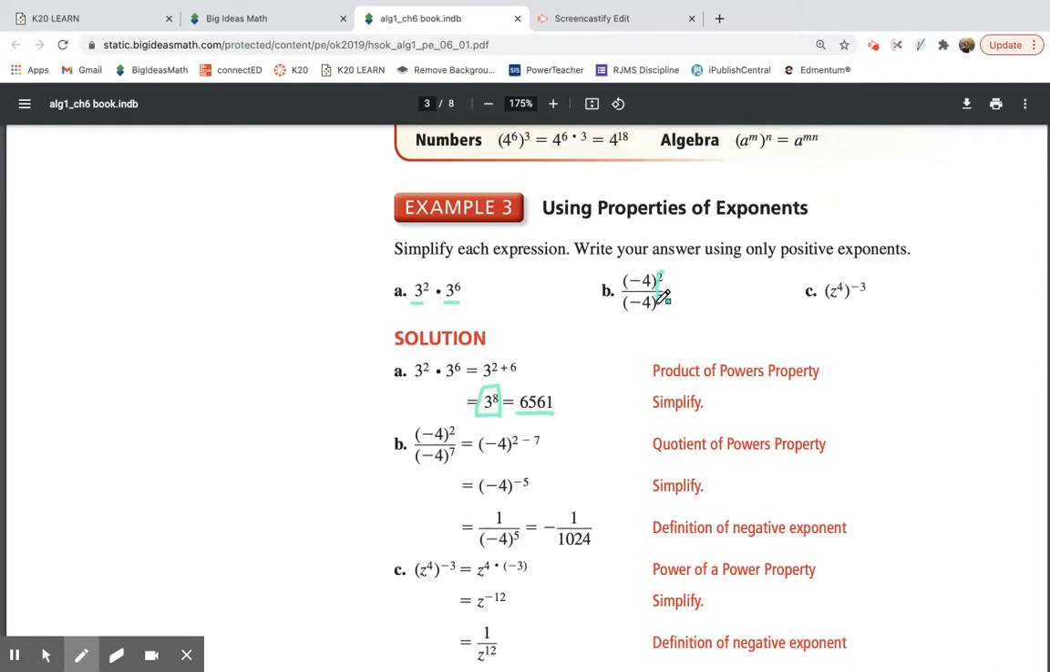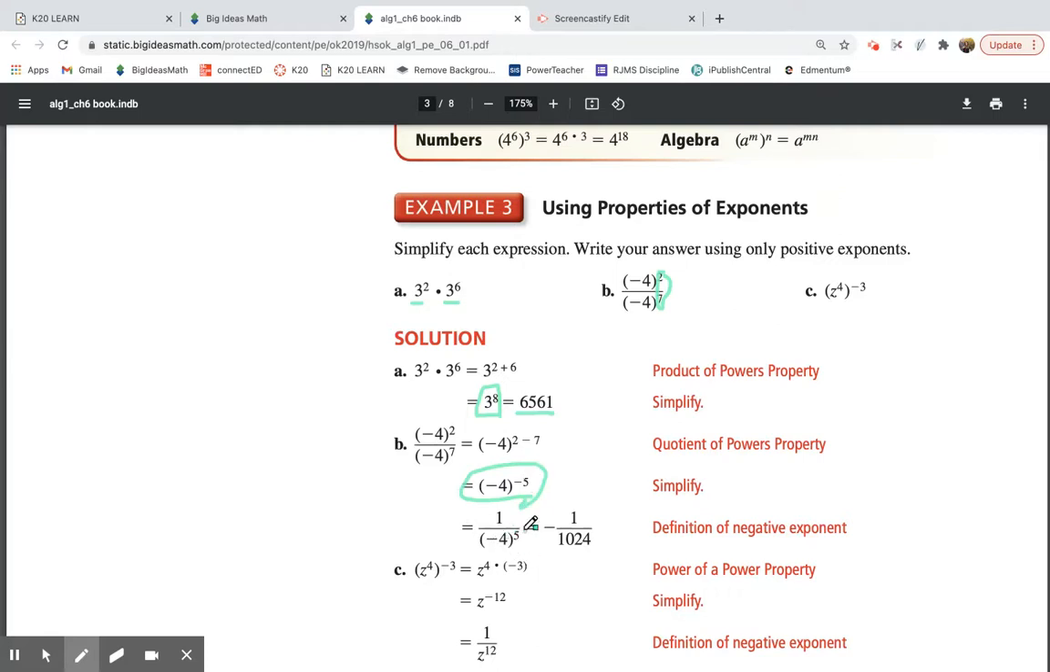It's always the top one minus the bottom one. So 2 minus 7 is negative 5. From here, we're not done, because it said to write it using only positive exponents. Since that is a negative 5, I would put 1 over that. So 1 over negative 4 to the positive 5th power. Just because I put it on the bottom does not change your base number at all. It only changes the exponent.